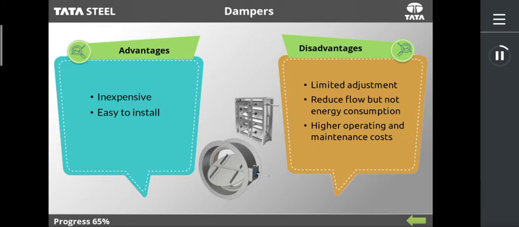Dampers reduce flow and increase upstream pressure. Following are the advantages and disadvantages. Advantages: inexpensive, easy to install. Disadvantages: limited adjustment, reduce flow but not energy consumption, higher operating and maintenance costs.